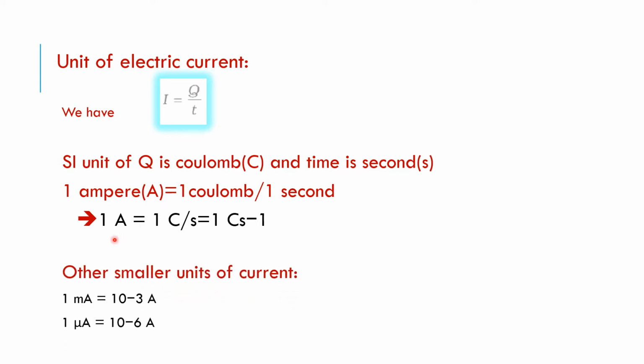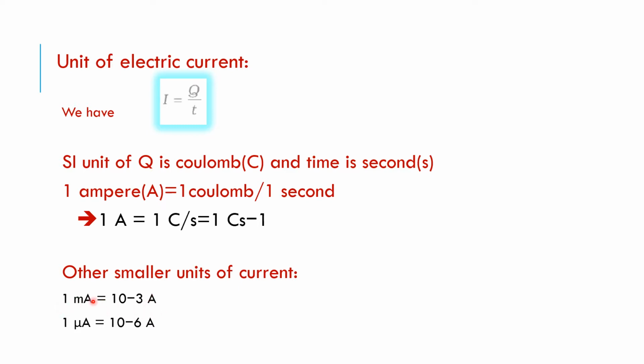Now some other smaller units are also used. They are milliampere and microampere. This is read as milliampere. So milliampere means 10 raised to minus 3 ampere. So smaller values of current. If you want to represent small values of current, we use these units.